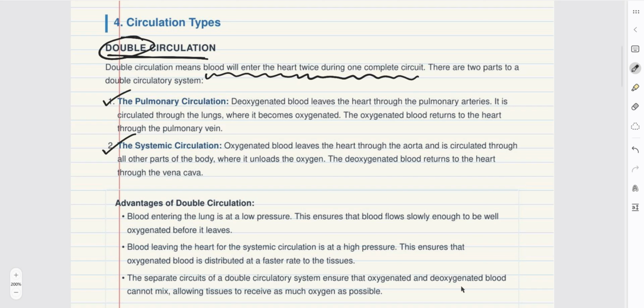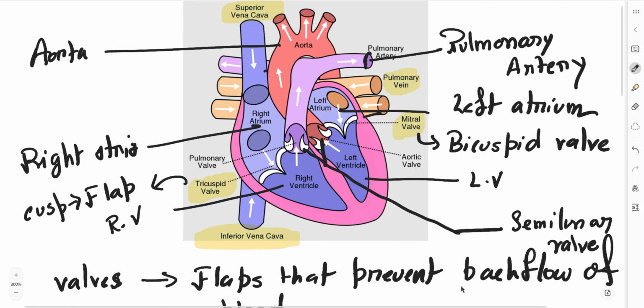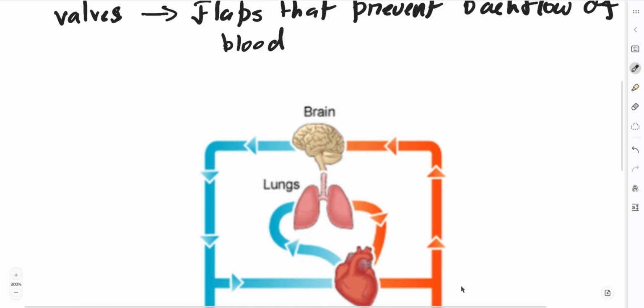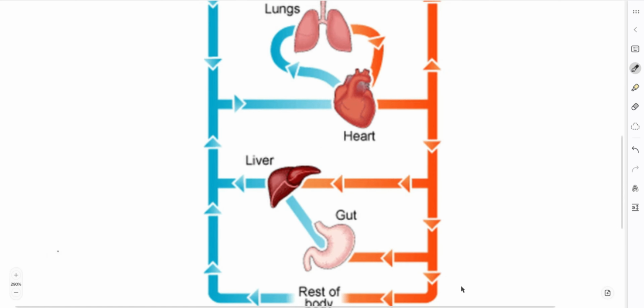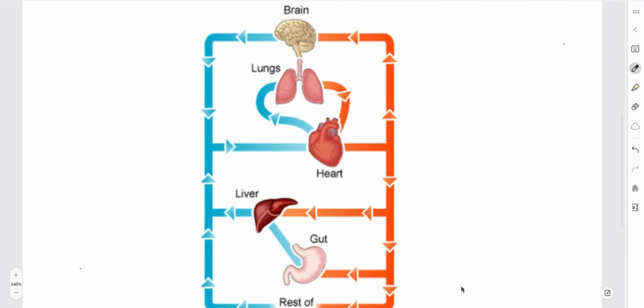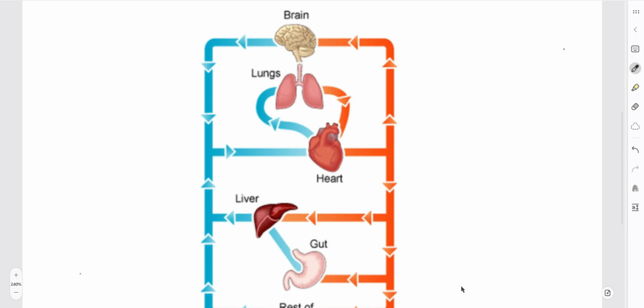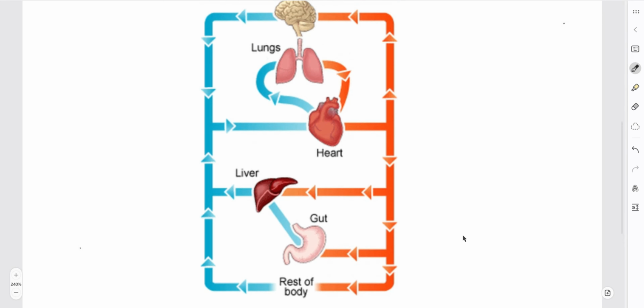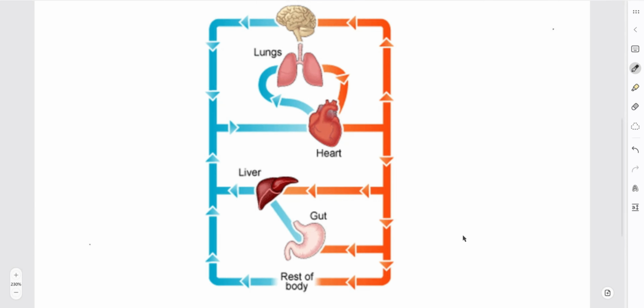Pulmonary is related to the lungs, and systemic means to all parts of our body. So before understanding this, let's look at another diagram as well. This is a very good and very simple picture that I found on the internet that talks about the double circulation.